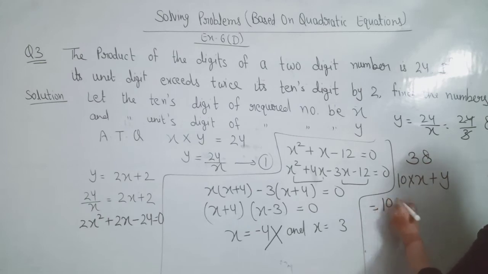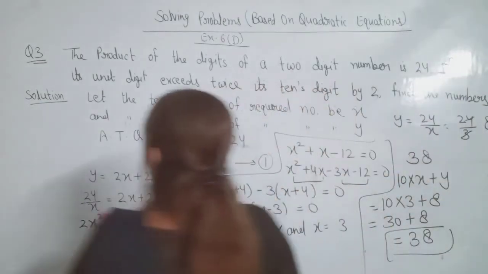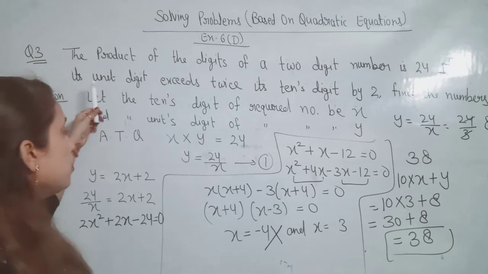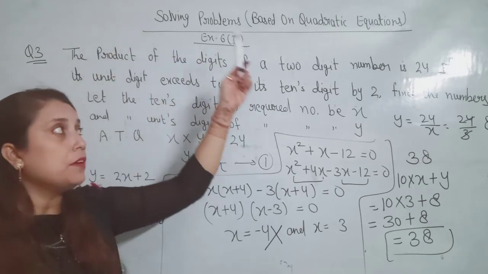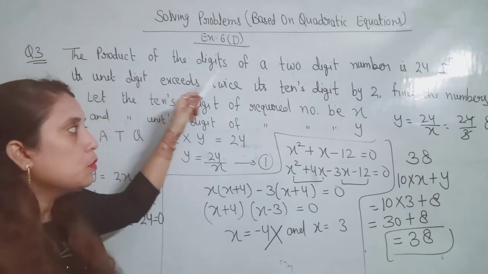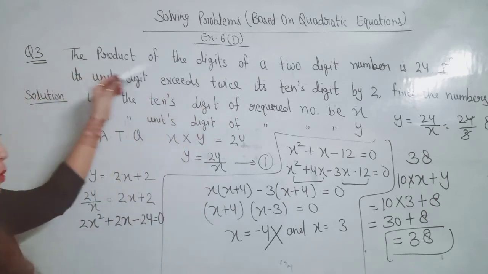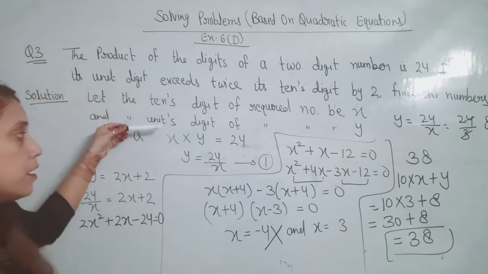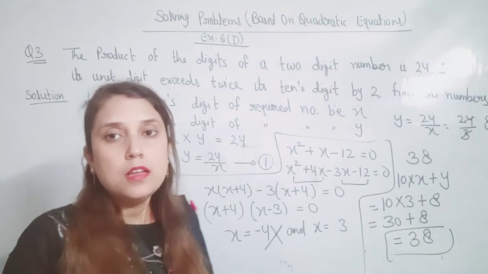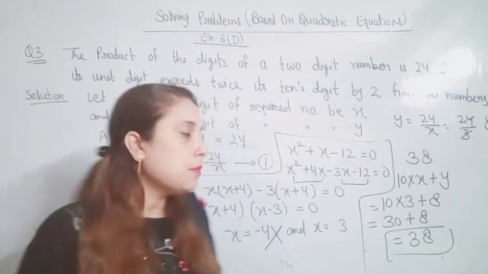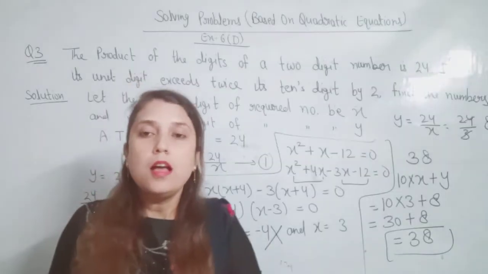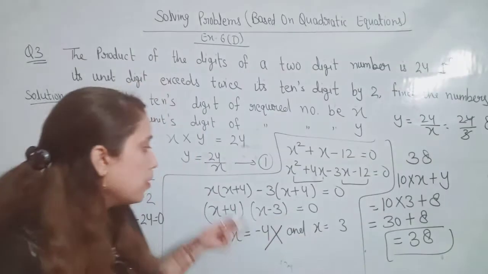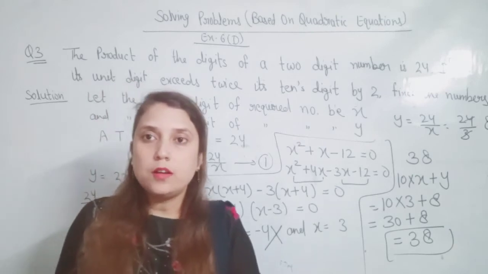So it will be 10 into 3 plus 8. So the number will be 30 plus 8. Number will be 38. Okay beta. So first we let how to solve the word problem based on quadratic equation. First we let the unknown quantity, and after that according to the question we will make the equation, and after that we will solve the quadratic equation by any method. You can use the middle term splitting method or you can use the quadratic formula. Okay beta. Now let's do the next question.